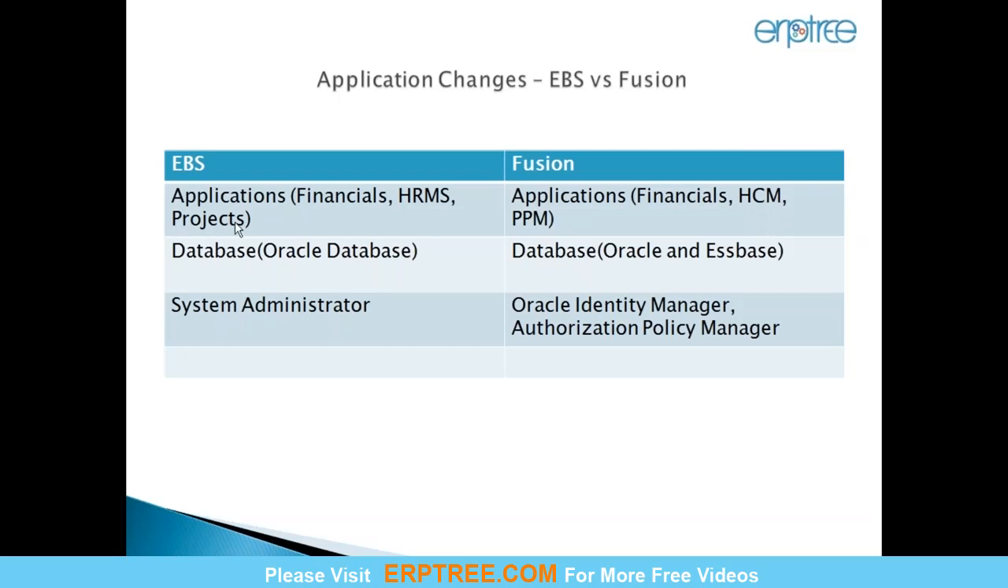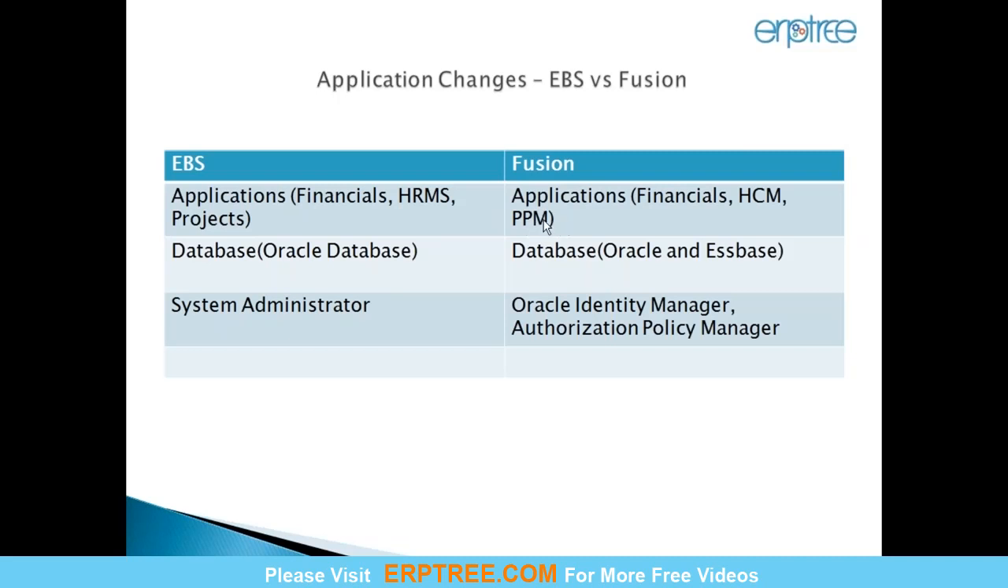And in EBS, we have a project suite where you can find costing, billing, resource management, project management, and many other applications as a part of the suite. The same project suite that we have in EBS, you can find in Fusion as PPM. PPM stands for Project Portfolio Management, which consists of project costing, billing, management, resource management, and other applications related to projects.